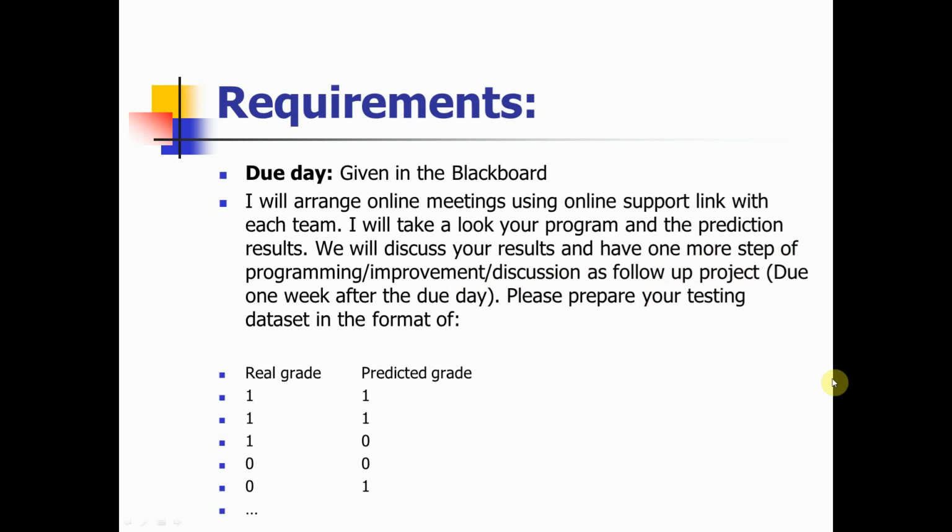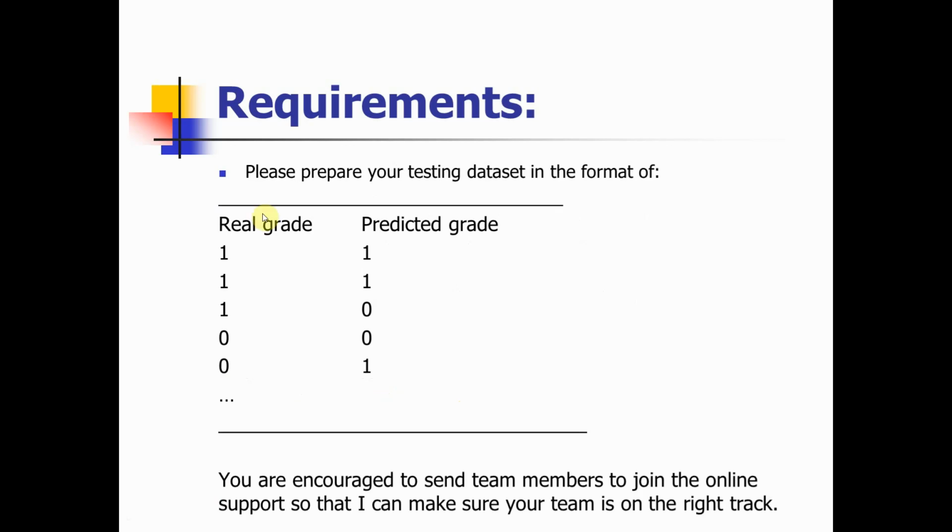So please prepare your testing data set in this form. Remember that we have 20 testing data samples. You already have the real grades, so put that in the leftmost column. And then you can also output your predicted grade so that we can clearly see for all those 20, which one is predicted correctly, which one is not predicted correctly. So this is again some format that we can have.